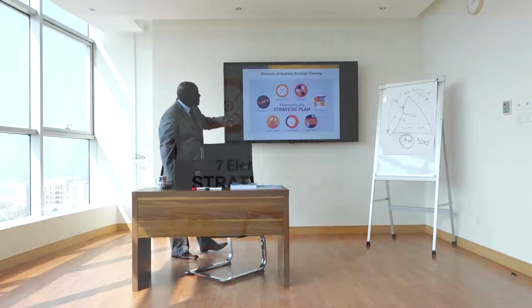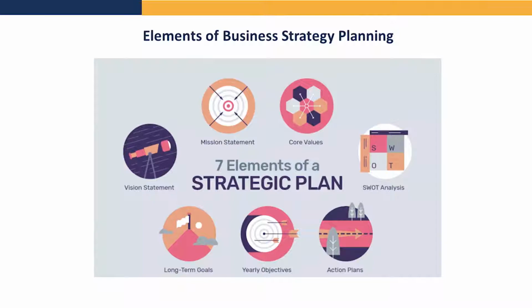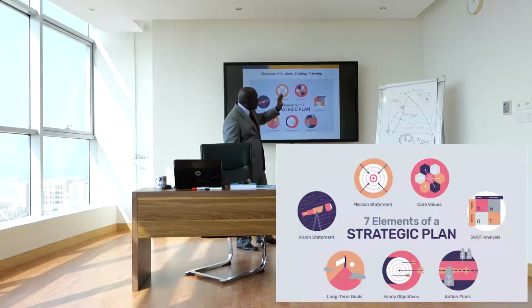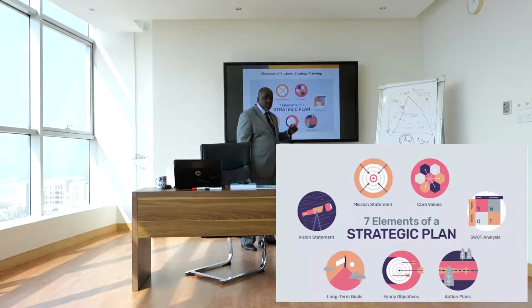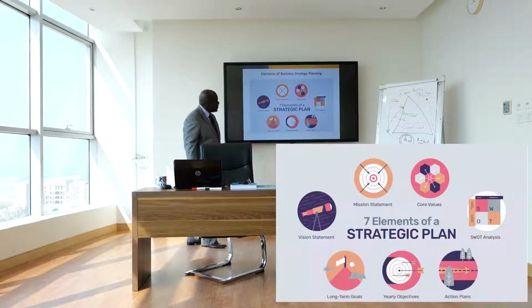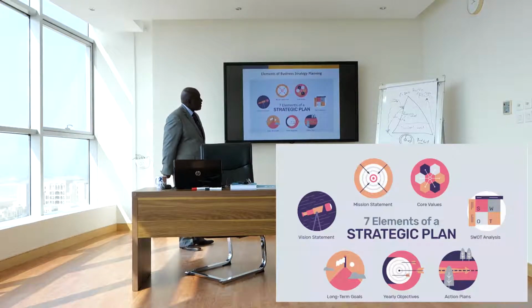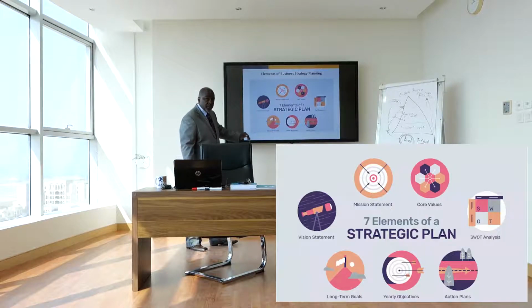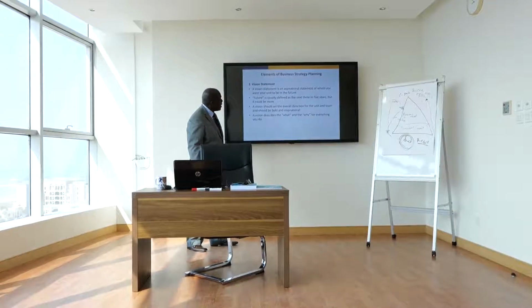So again, we've talked about this, the elements of business strategy planning. You've got the core values. Once you get the core values, you do your SWOT analysis, which is going to give you your internal and external strengths, your action plans, your yearly objectives, which helps you reach the corporate objectives or long-term goals, and then, of course, your vision statement, right? So these are the 7 elements that help you achieve your strategic plan. All of these should be interlinked, and all of these should be moving in the same direction.